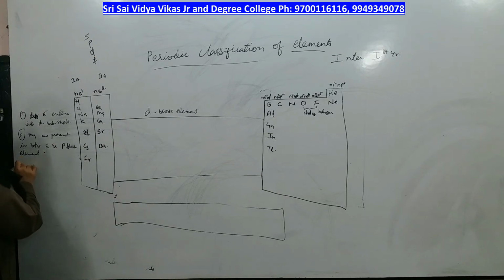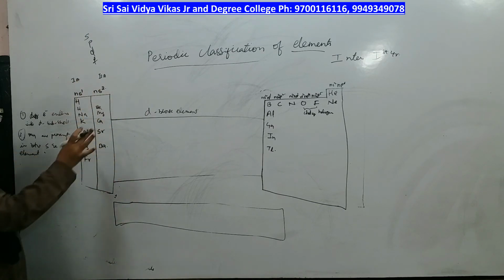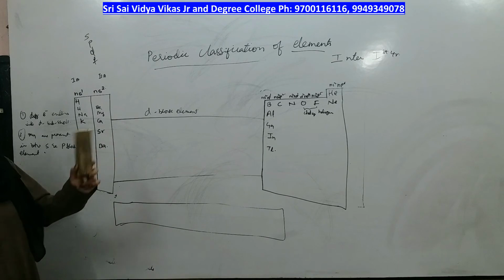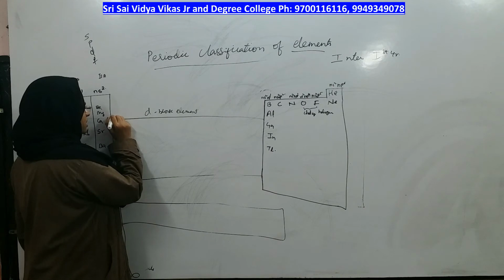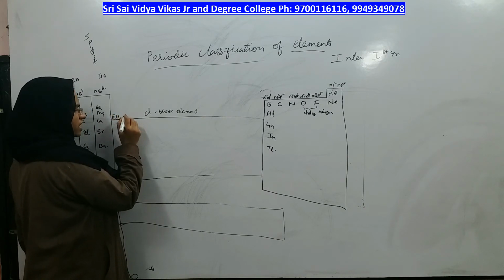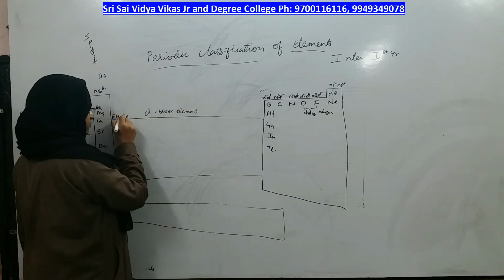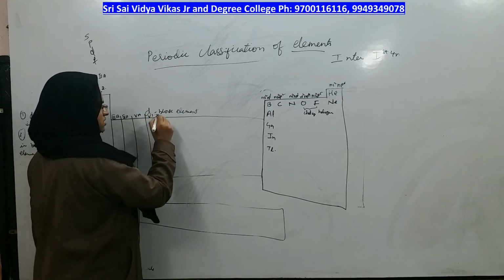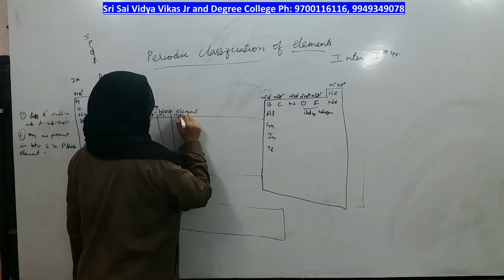Which groups of the periodic table fall under D block? For S block we said the first and second groups come under S block, and similarly for P block, we said the 13th to 18th groups come under P block. In the same way, who comes under D block? 3rd A, 4th A, 5th A, and so on, 3rd, 4th, 5th, 6th, 7th, 8th A and B.